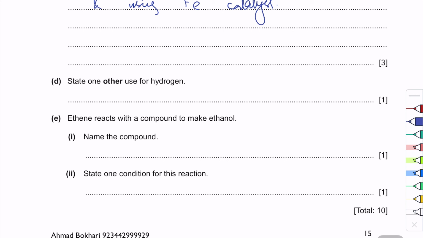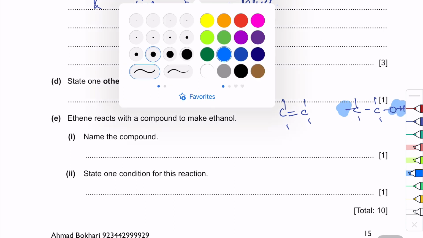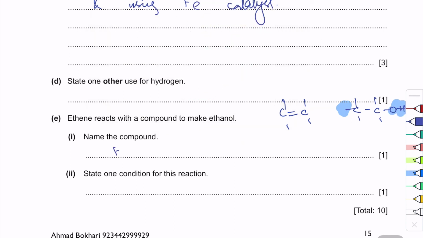Ethene reacts with compound to make ethanol. Name the compound. So ethene, which is this thing, needs to something to make ethanol. So notice what's the difference? The difference is H and OH. And what is that? Water. So we'll say water. Name करना है, formula लिखना.